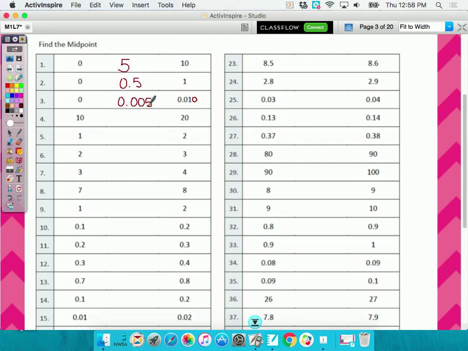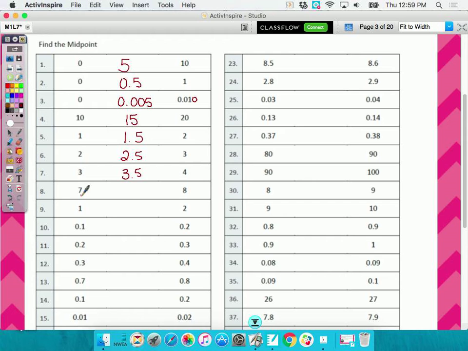Okay, how about 10 and 20 on the number line? 15. What about 1 and 2? 1.5. And I really think we better say 1.5 or 1 5/10, don't you think? Yes. Either one of those is fine. What about 2 and 3? 2.5. 3 and 4? 3.5.